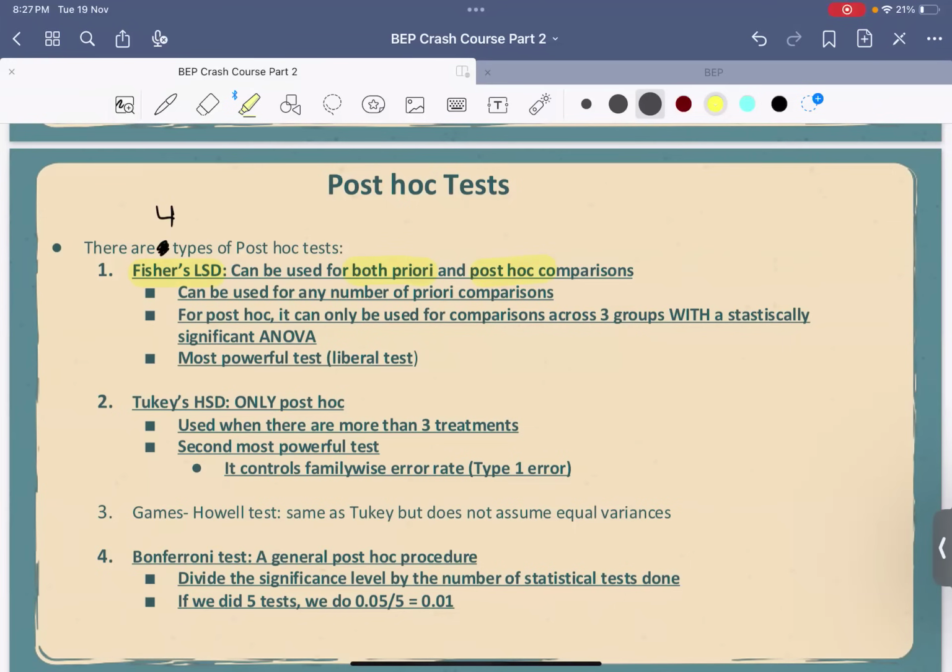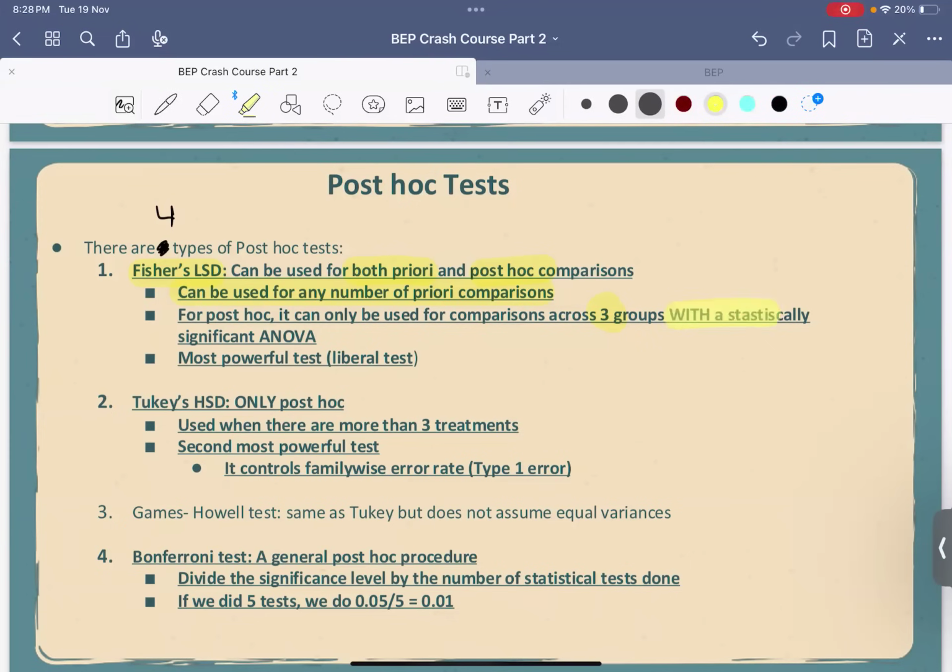And it can be used for any number of priori comparisons. So let's say the test we're doing is for 4 groups or 5 groups. I can do the Fisher LSD if I choose to do it priori. If I choose to do it post hoc, I can only do it across 3 groups. 4 groups I can't, 5 groups I can't. It must be exactly 3 groups, even 2 groups I can't, to use Fisher LSD post hoc. But if it was priori, I can use it for as many groups as I want. Very important.